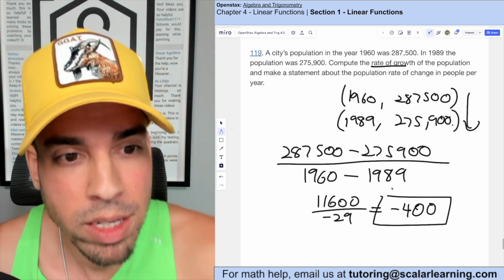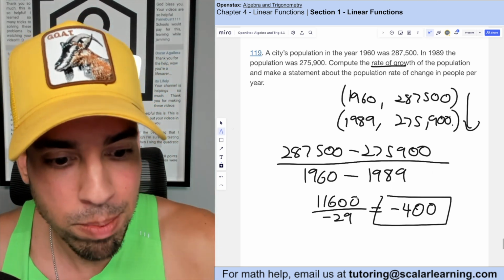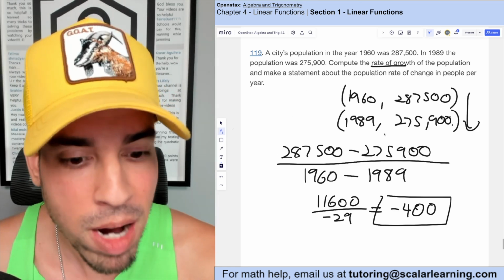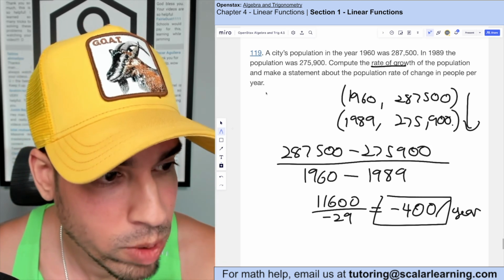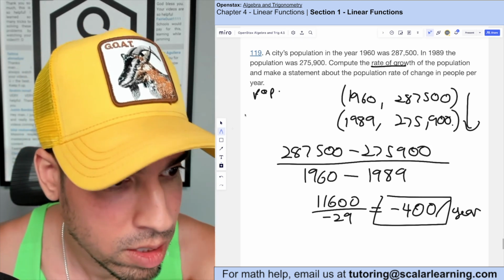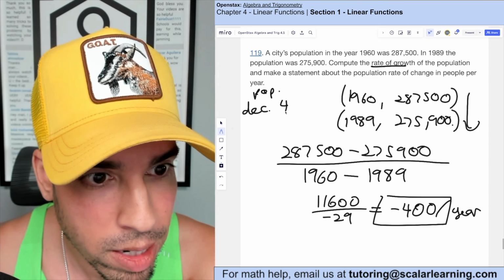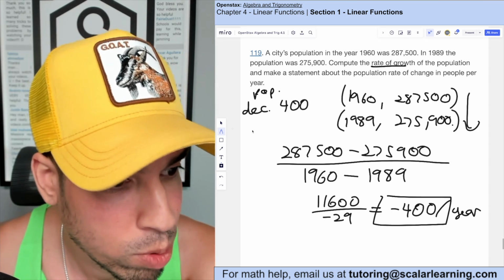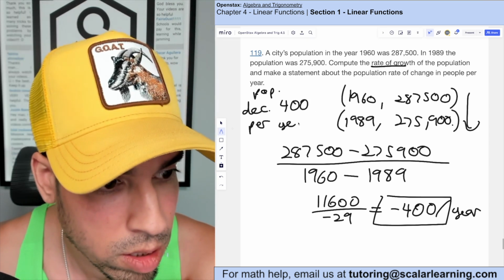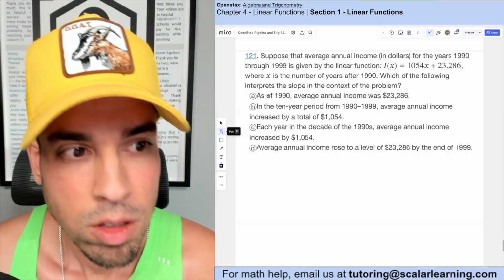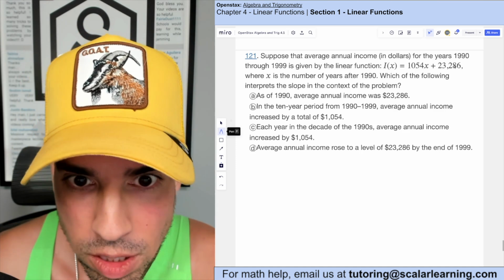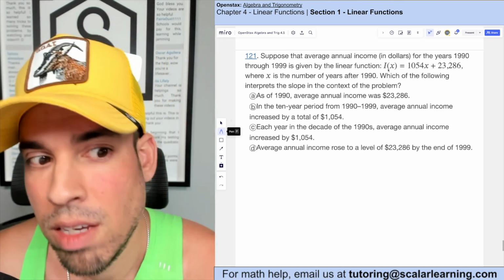So how we can write that or make a statement about the population change is that the population, this is again a rate of change. This is negative 400 per year. So we can say the population is decreasing by 400 people per year. That's a good way to state the slope. Boom, done.